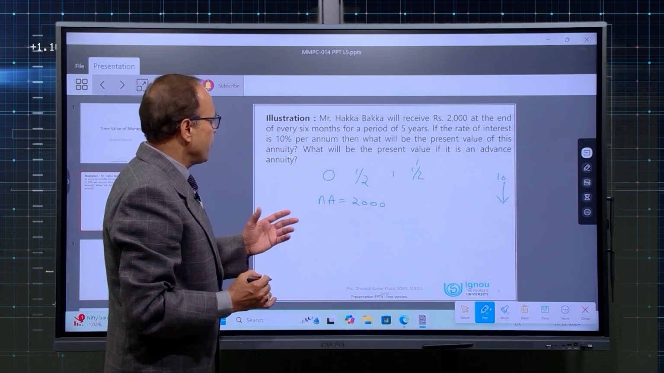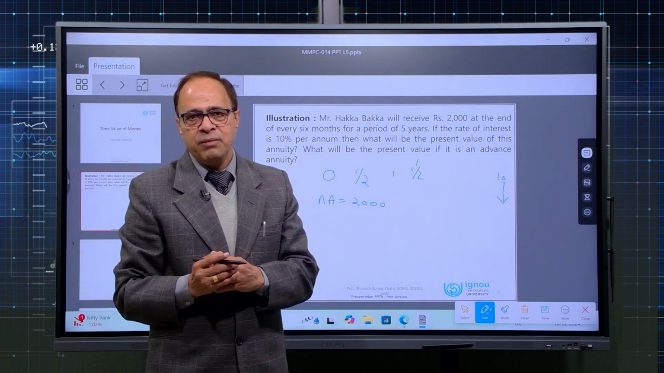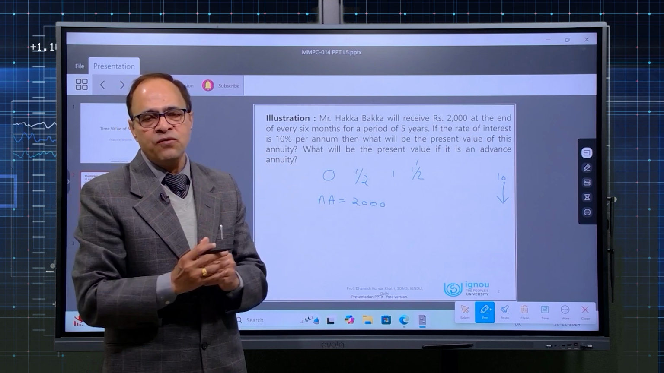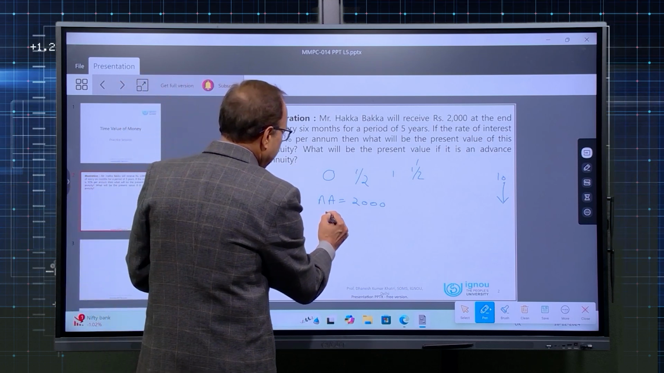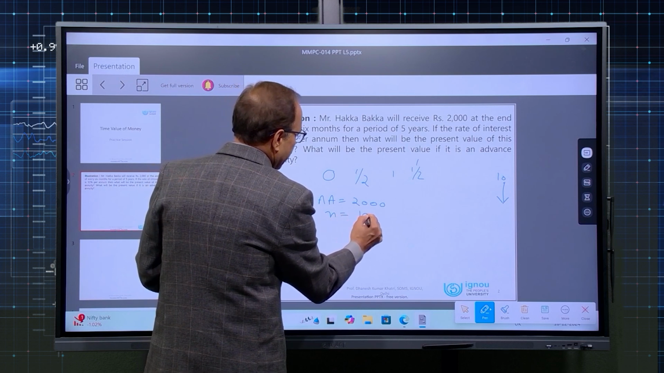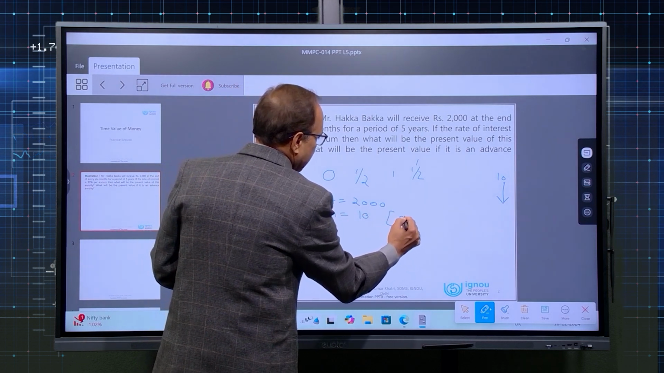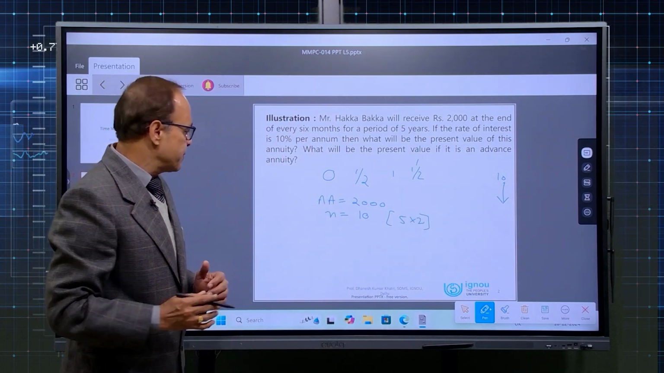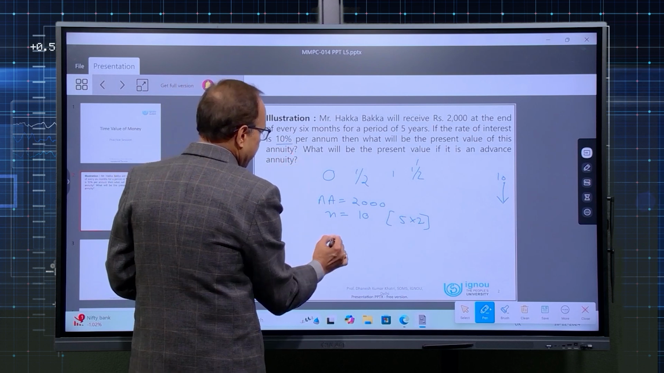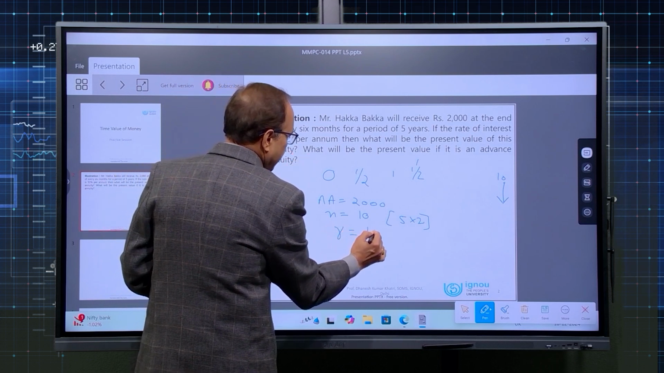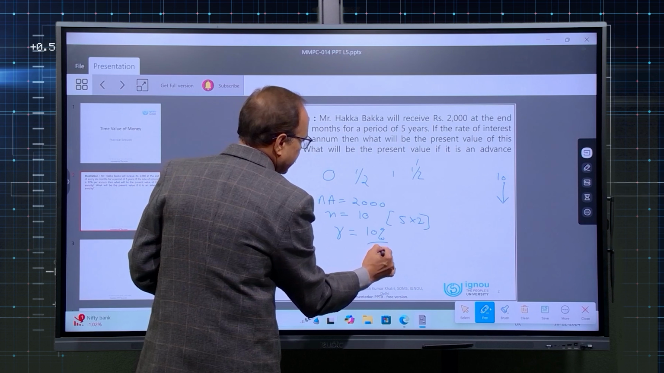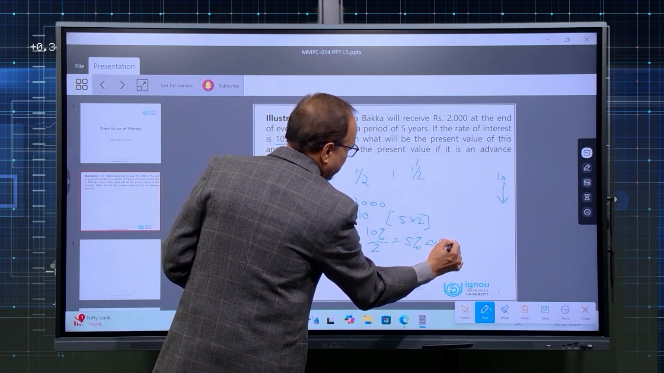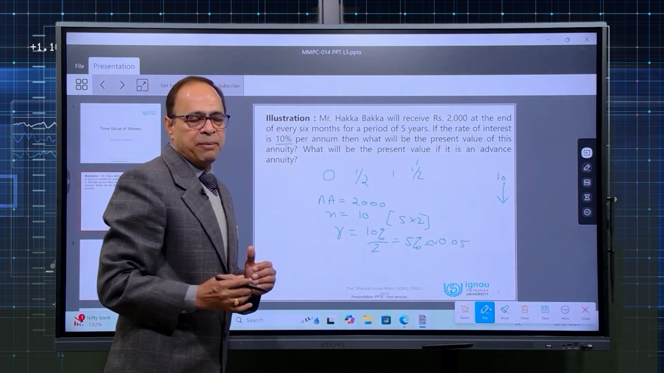Now, practically the years are 5, but in a period of 5 years there are 10 spells of 6 months. So, the applicable n in this formula will be 10. We arrive at this by 5 years multiplied by 2, because in a year we are getting 2 installments. Then the annual rate is 10%. So, the effective R to be used in this formula will be 10% divided by 2, that is 5%, written as 0.05. So, our parameters are ready.